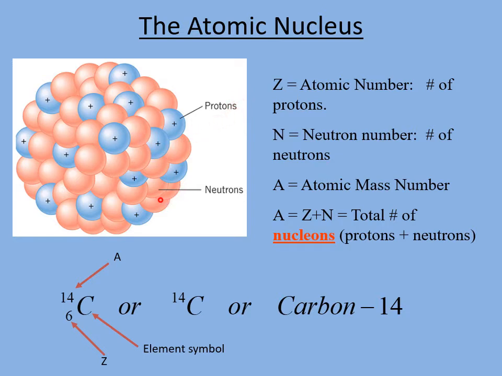Likewise, the nucleus contains these red spheres in this picture, which are the neutrons. The neutron number can be designated as N, an uppercase N, which just tells us the number of neutrons in this nucleus. If you add together all the protons and all the neutrons, you get what is called the atomic mass number, A. So A is just equal to Z plus N. It's the total number of what are called nucleons, and a nucleon is a particle in the nucleus, which of course are protons and neutrons. So both protons and neutrons are considered nucleons.